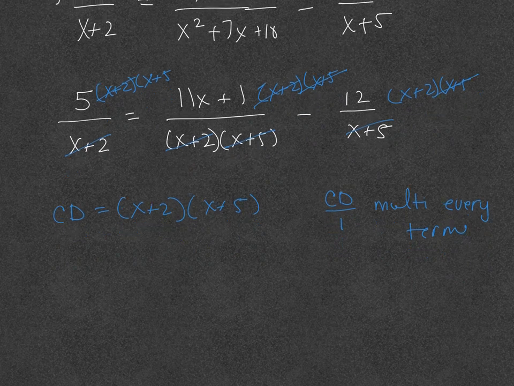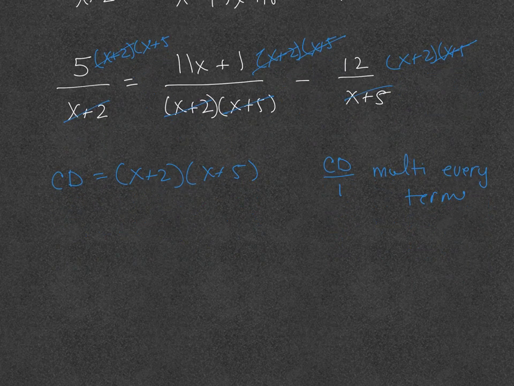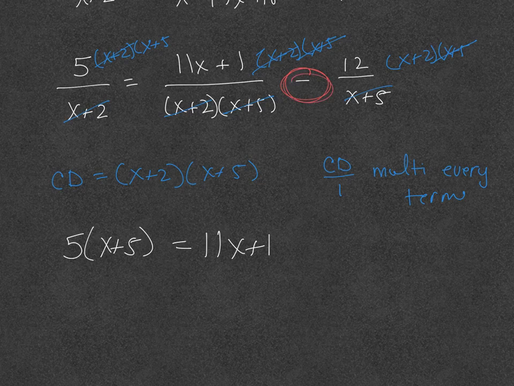Now, when I go through and do that, what are you left with? The 5 times x plus 5 equals 11x plus 1. And again, just be really careful. Watch that. That is a negative sign when you bring that down. It makes that a negative 12. You have to keep everything else over here in parentheses, so that would be 12 times x plus 2.